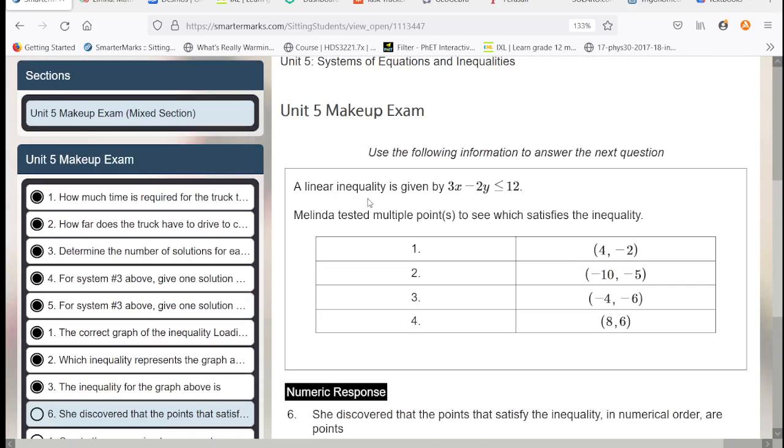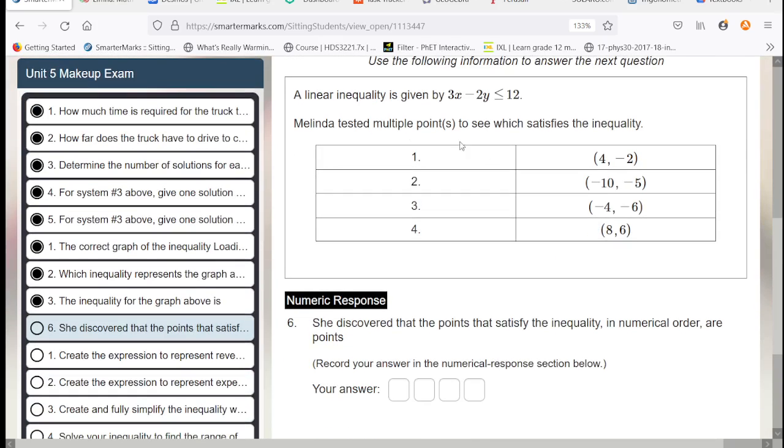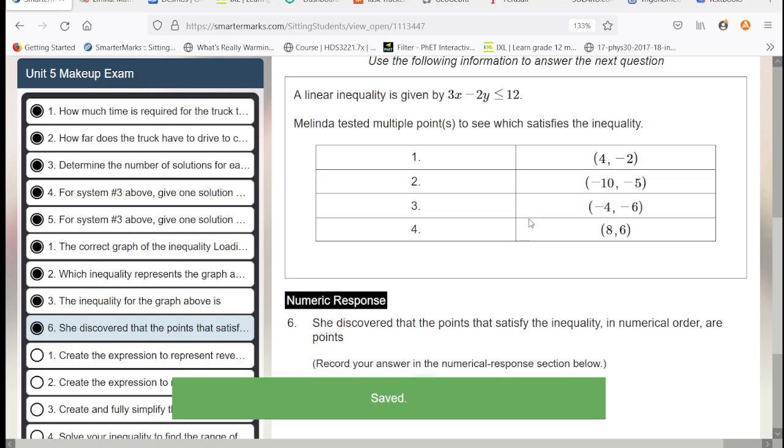Now, for number 6, we have this linear inequality. Melinda tested multiple points to see which satisfy the inequality. She discovered that the points that satisfy the inequality, in numerical order, are. So to test, we substitute. We put in 4, negative 2. That makes it 12 plus 4, so our left-hand side is 16. Point 1 does not satisfy the inequality. Number 2 is a negative 30 plus 10. That makes a negative 20. 2 satisfies the inequality.